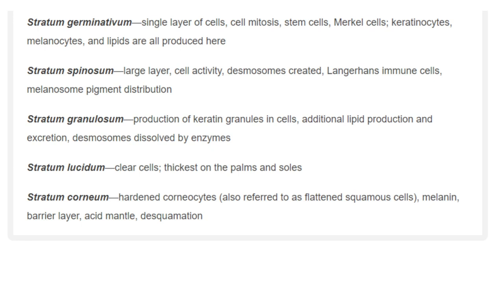Stratum granulosum: production of keratin granules in cells, additional lipid production and excretion, desmosomes dissolved by enzymes. Stratum lucidum: clear cells, thickest on the palms and soles. Stratum corneum: hardened corneocytes, also referred to as flattened squamous cells, melanin, barrier layer, acid mantle, desquamation.